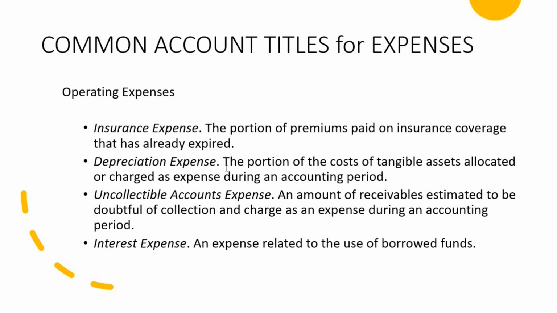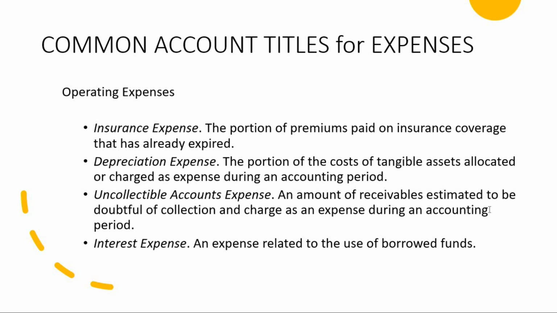For intangible assets, there is also an expense. We have what we call amortization expense. So, amortization expense is similar to depreciation expense, where you are going to charge a portion of your intangible asset as expense over the periods benefited. Next will be uncollectible accounts expense. Other terms for this would be doubtful accounts expense or bad debts expense.